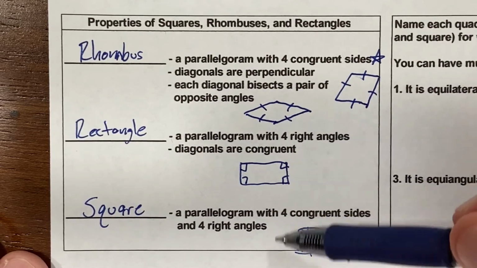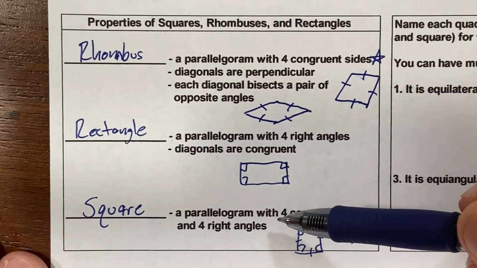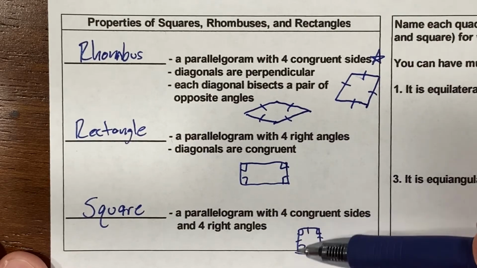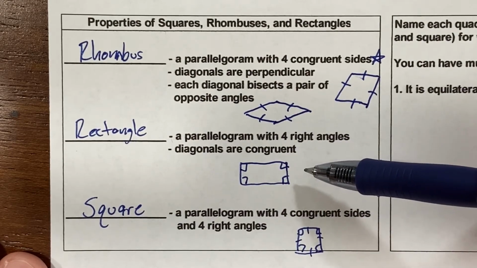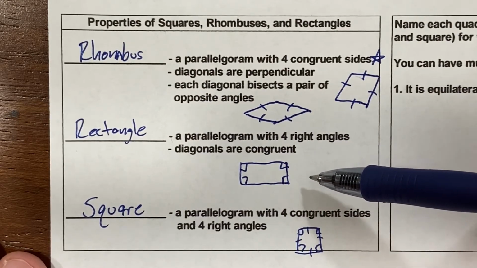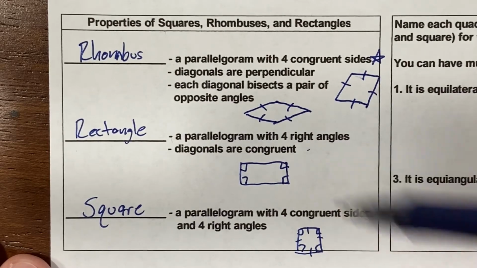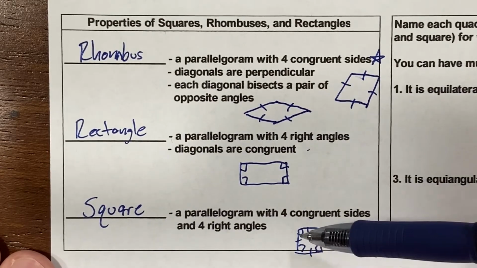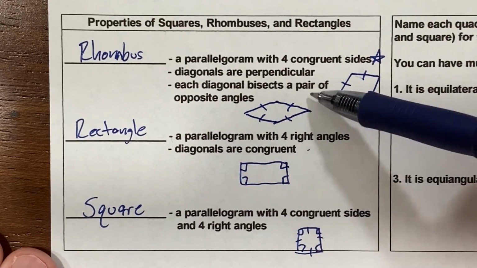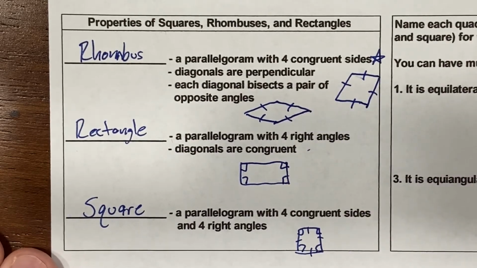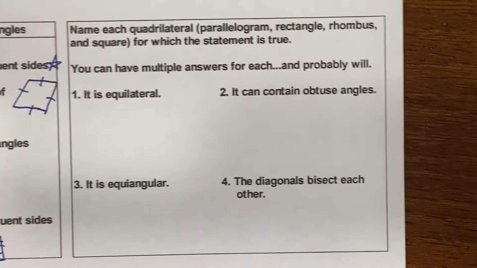Is a rectangle a square? Well, a square has 4 congruent sides and 4 right angles. Does a rectangle have 4 congruent sides and 4 right angles? No, it doesn't have 4 congruent sides. Is a rhombus a square? No, it doesn't have 4 right angles. It's just got 4 sides that are equal. Okay. So let's look at these.